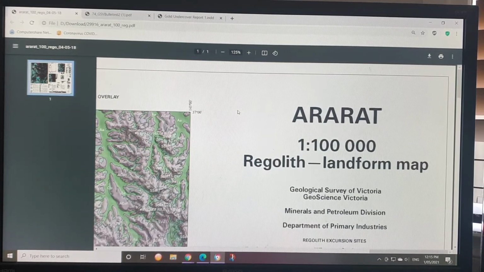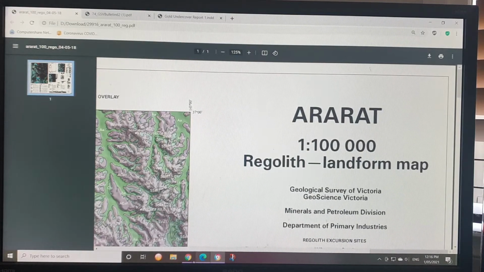In this video, I'm going to be using these regolith maps. A regolith map just means pretty much the soil cover and also the rock that's been degraded and transported. It's actually found in Victoria, so there's actually not too many regolith maps.